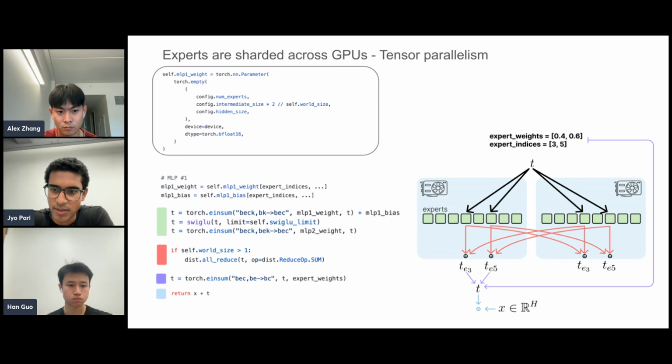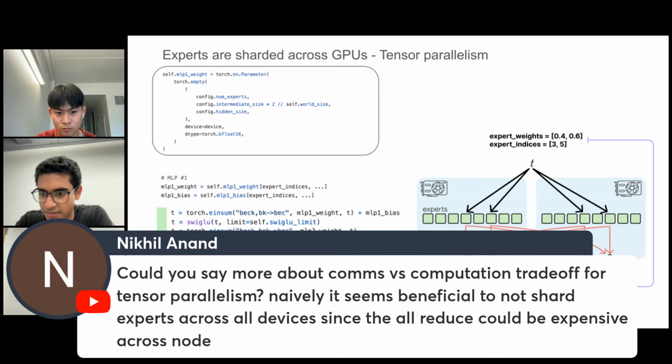And I see there's a question. Could you say more about comms versus computational trade-off? Han, do you want to talk about this? I think Han is... Yeah, so I'm looking at the question.